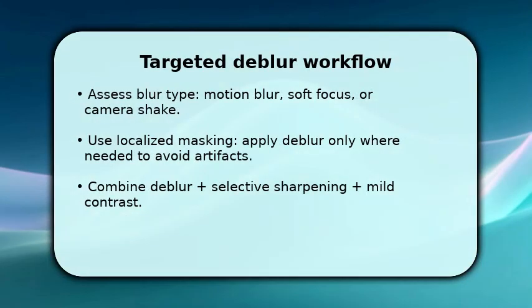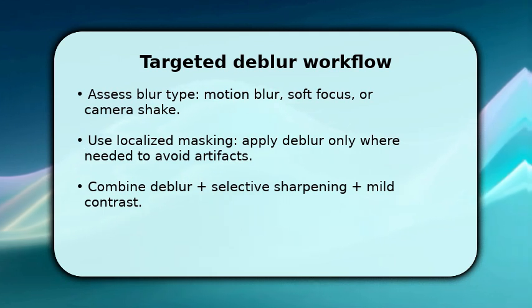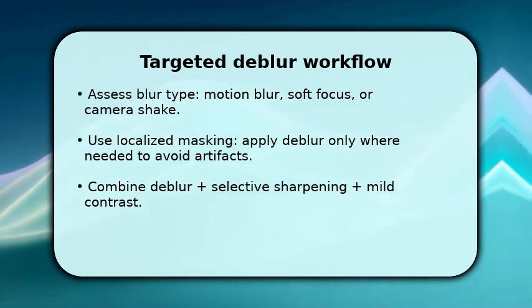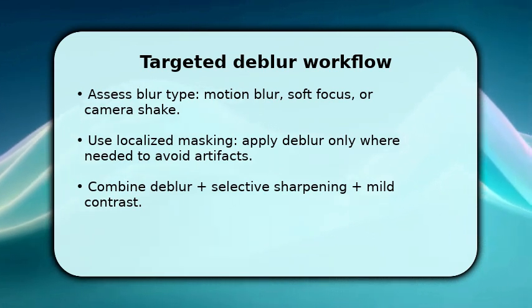You need to identify the blur. Motion blur behaves differently than soft focus or shake. Once identified, apply a targeted approach. Mask the main subject and run deblurring there, leaving background untouched to prevent halo artifacts.